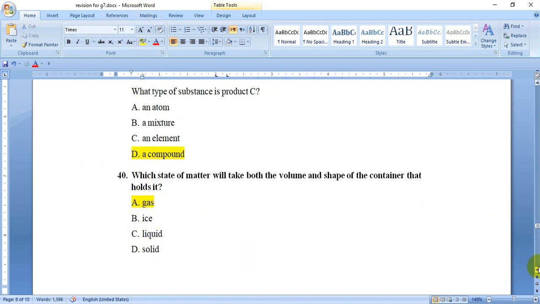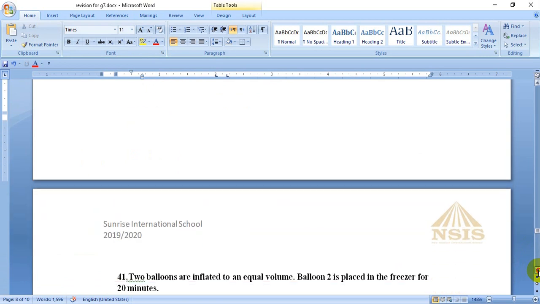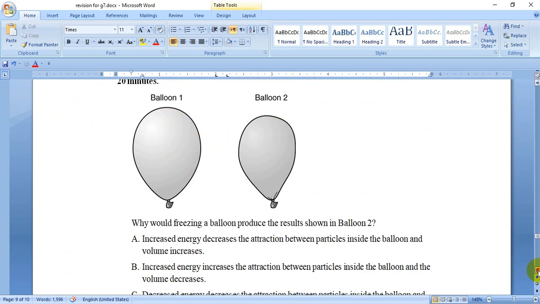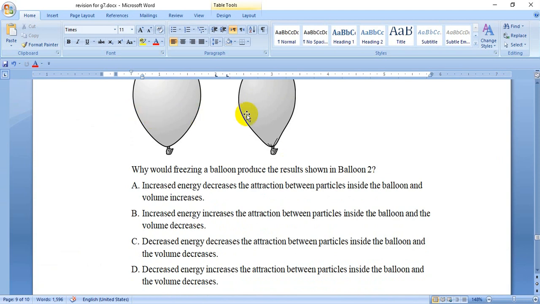Okay. Last question, 41, we have here 2 balloons. This balloon, we put it in the freezer for 20 minutes, and after we put it in the freezer, this is how it looks now. So the question here is, what happens when we freeze the balloon?